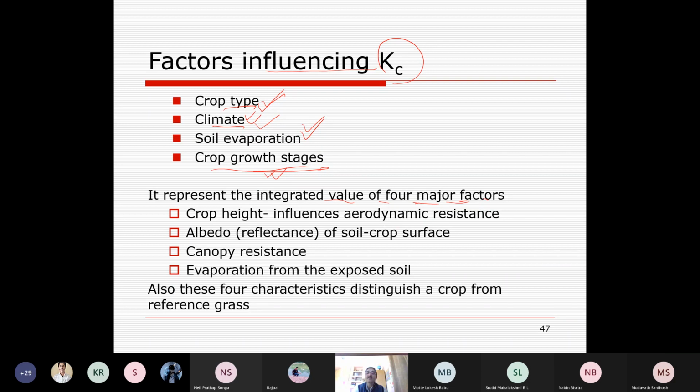integrated conditions or factors, which are basically crop height, that influences the resistance or aerodynamic resistance, albedo, that is reflectance, canopy resistance, and evaporation from the exposed soil. So at the initial or beginning of the crop, soil is exposed more. So there is a strong component of evaporation, less component of transpiration. But when the same crop has grown, it has no free surface, the soil surface is covered by the leaves.